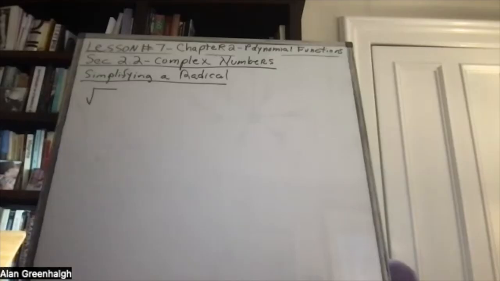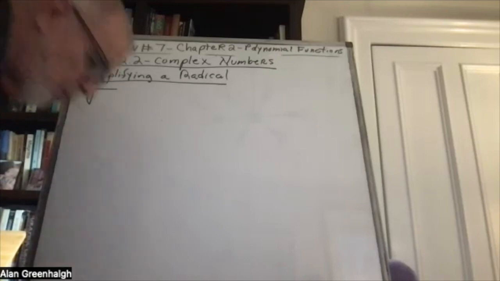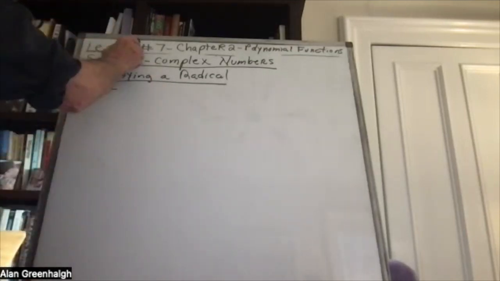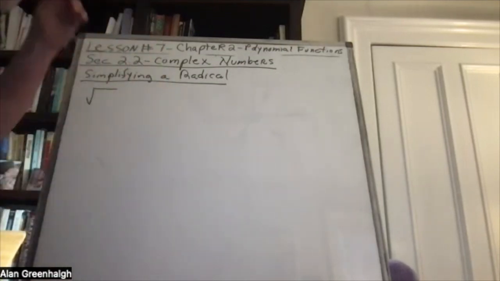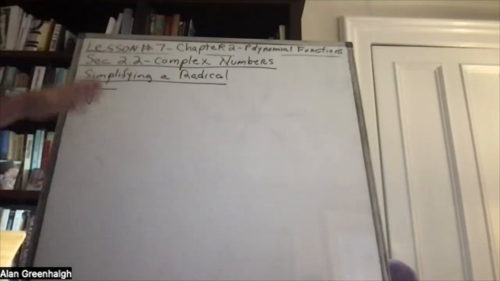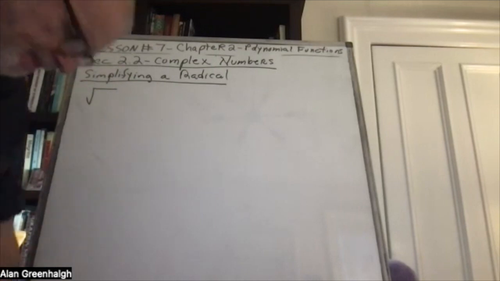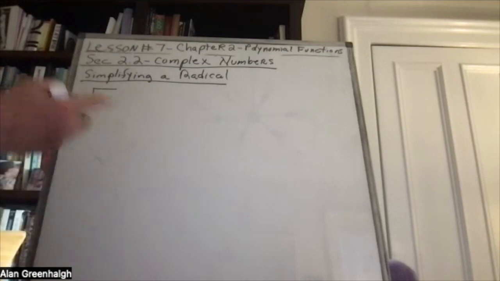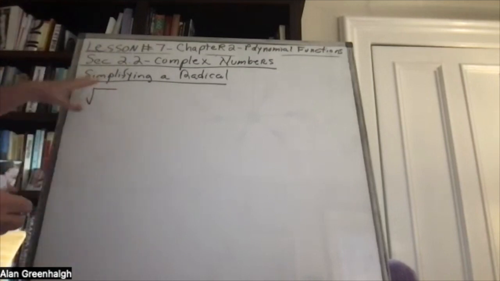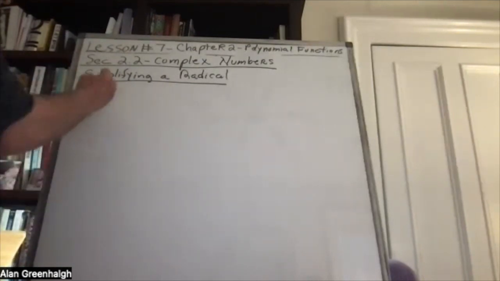Okay, so we're back and we're going to go on to section 2.2, which is called complex numbers. And we're going to start with the concept of a radical. We keep touching on things throughout the semester. In fact, we were just talking about square roots and so on, which kind of talks about radicals as well. But let's talk about a radical.